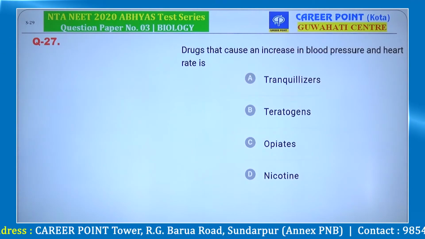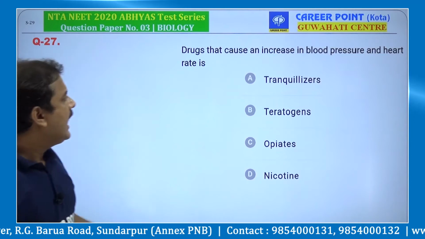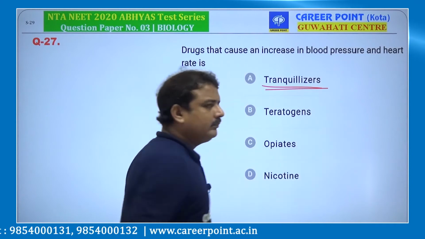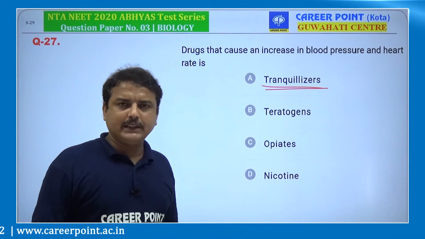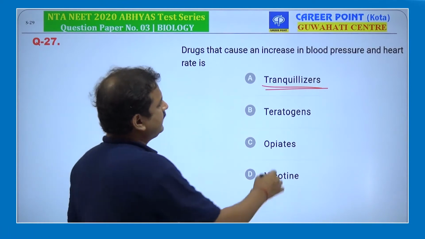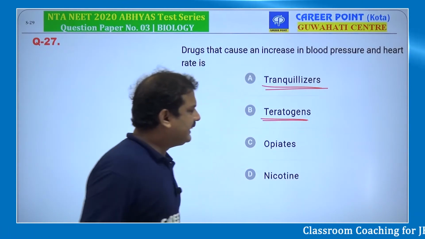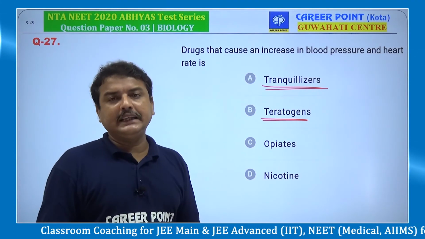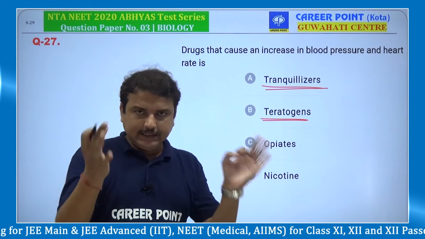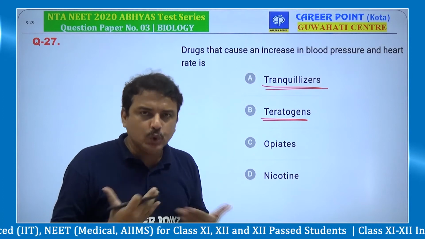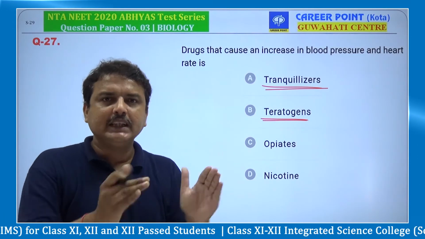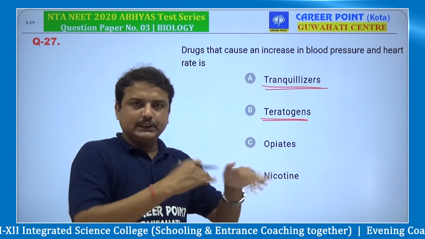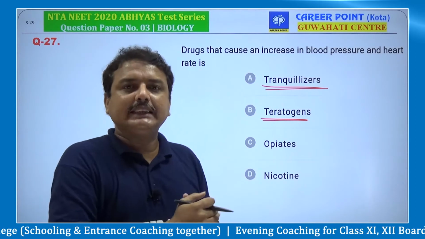Next. Drugs that cause an increase in blood pressure and heart rate. Tranquilizers, they are depressants. They can never cause an increase of blood pressure and heart rate. They decrease. Teratogens, these medicines are generally used just to avoid the tendency of vomiting, nausea during the time of pregnancy. Generally, as you know, the pregnant female has a tendency to vomit. They have nausea. Nausea means tendency to vomit. So teratogens are used as anti-vomiting medicines.